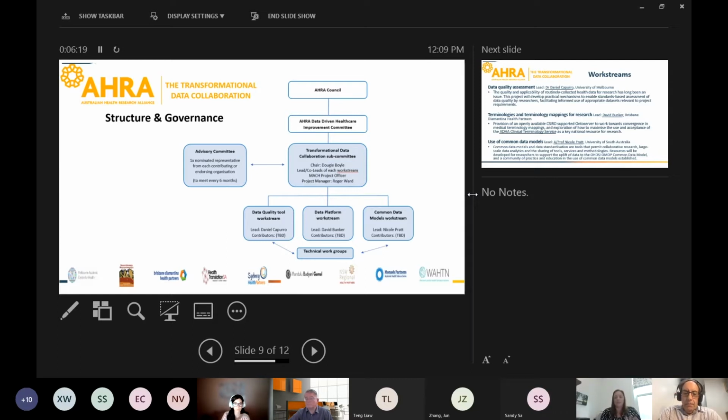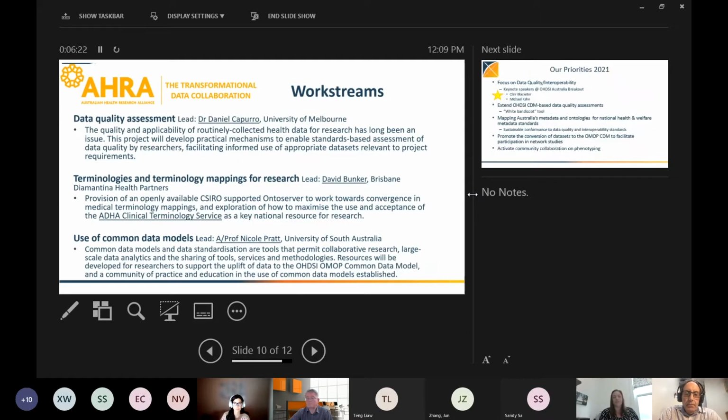So we have three sort of streams in the ARA Transformational Data Collaboration. The first, which we're going to be really getting into today, is the data quality assessment stream. So that's really talking about how we can improve the quality and the applicability of routinely collected health data. Another work stream is around terminology and terminology mappings. Really important here in Australia that we have our own community who are helping to map our vocabularies into the OMOP vocabularies, and of course the use of the common data model is a stream that I'm leading in that group.